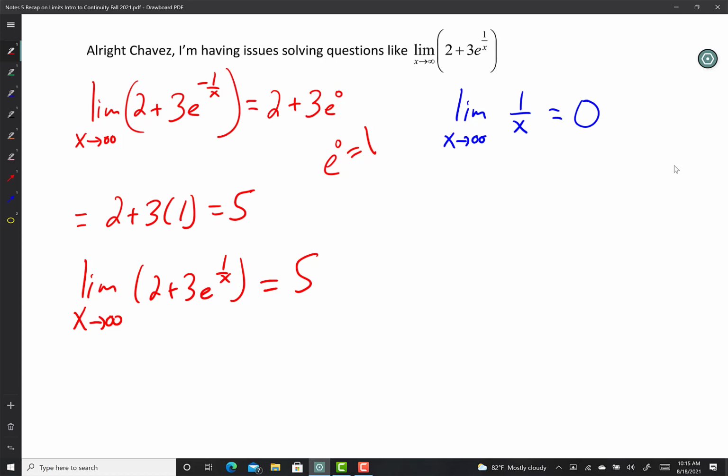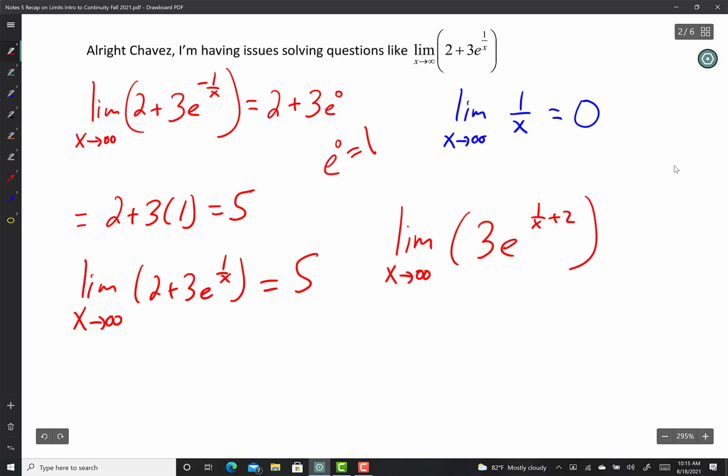Is the 1 over x plus 2 all part of the exponent? Yeah. Okay, so here we go, guys. We got a question from Delty, and we got this one: limit as x approaches infinity of 3e to the 1 over x plus 2, where all this is part of your exponent.